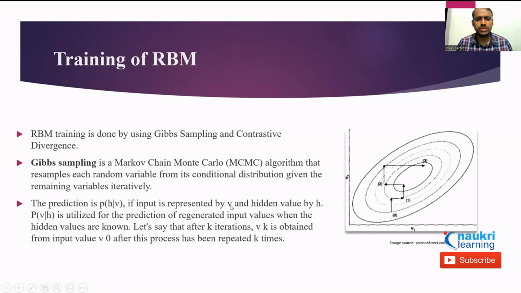If input is represented by V and hidden value by H, the probability of V given H is utilized for this. Okay, and the prediction of generated input values when the hidden values are known. Let's say that after k iterations, V of k is obtained from input value V of 0, after this process has been repeated k times. What it is telling is that this is not a one time process. This will happen n number of times or k number of times. When that happens k times, the output prediction value will be much better. It is not that n should go 1,000 times, but it should reach one optimum value. Okay, this is about Gibbs sampling.